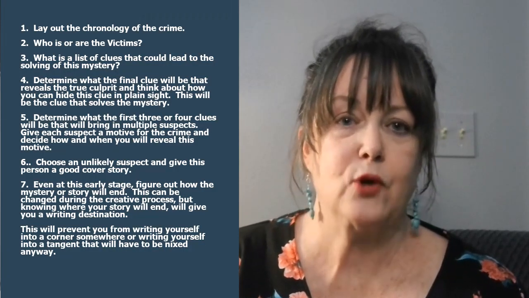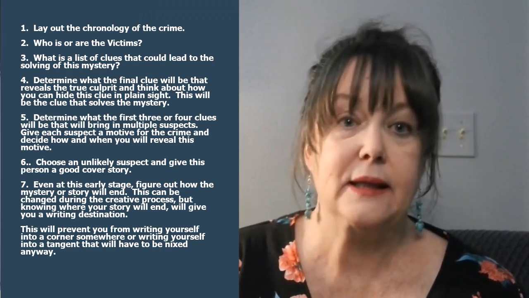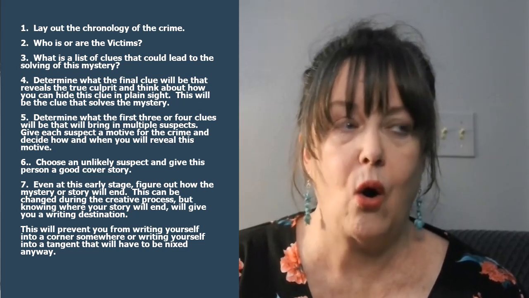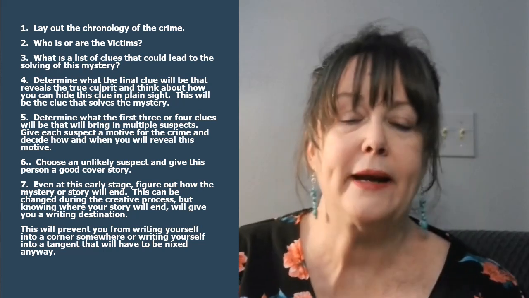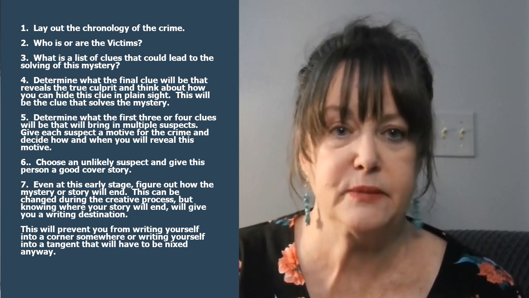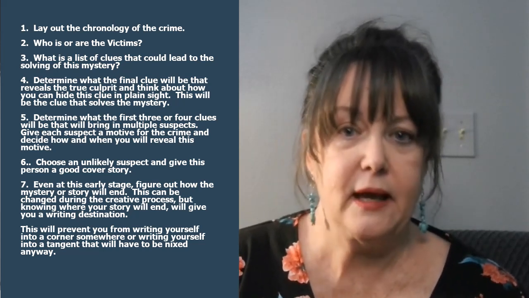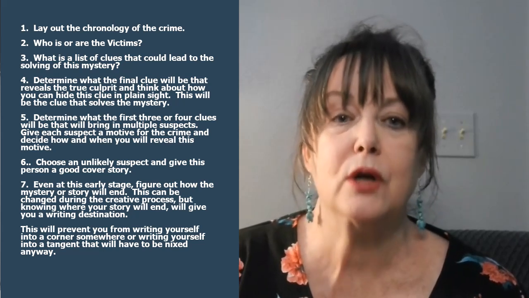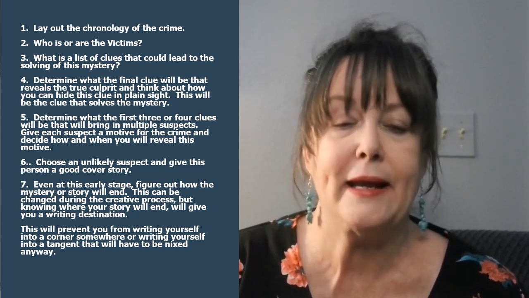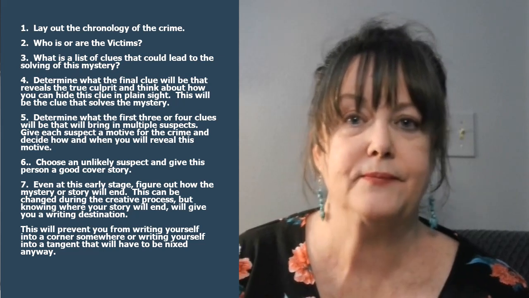An example for a layer 1 crime mystery would be the following. 1. Lay out the chronology of the crime. 2. Who is or are the victims? 3. What is a list of clues that could lead to the solving of this mystery? 4. Determine what the final clue will be that reveals the true culprit, and think about how you can hide this clue in plain sight. This will be the clue that solves the mystery.